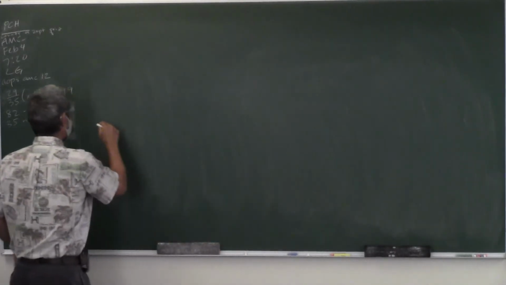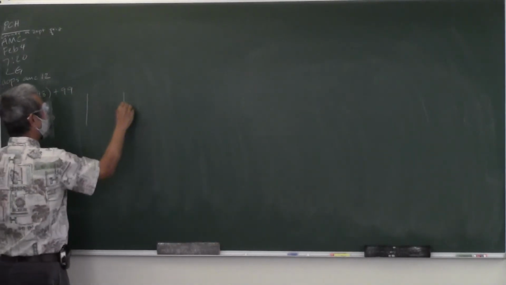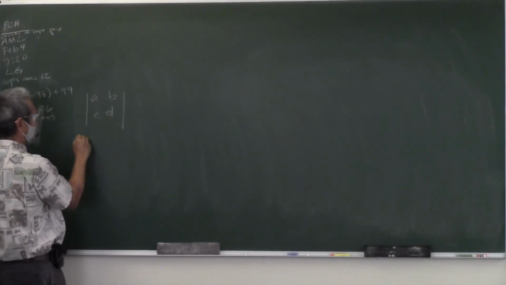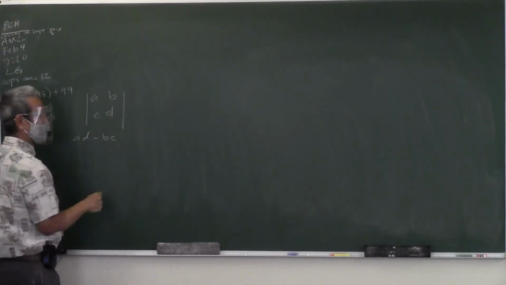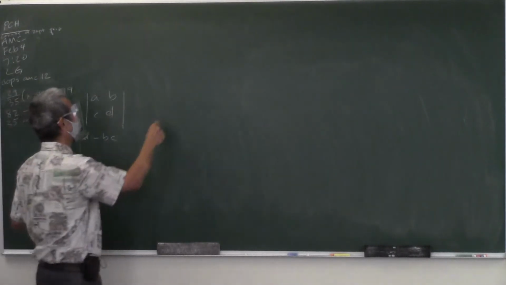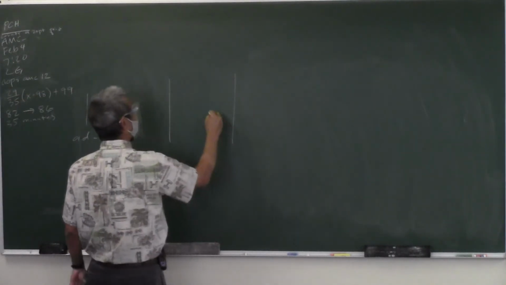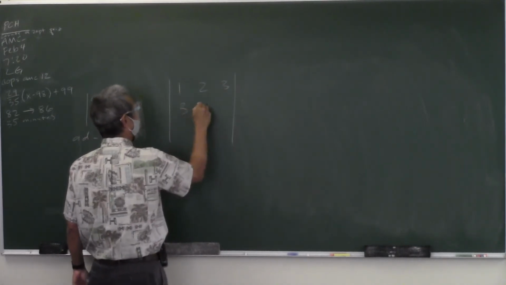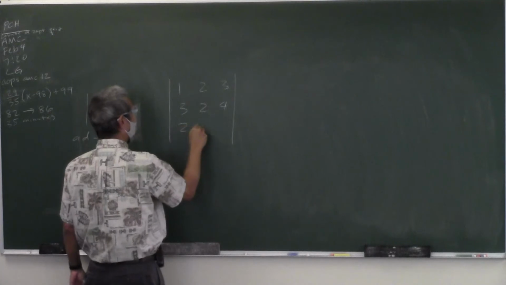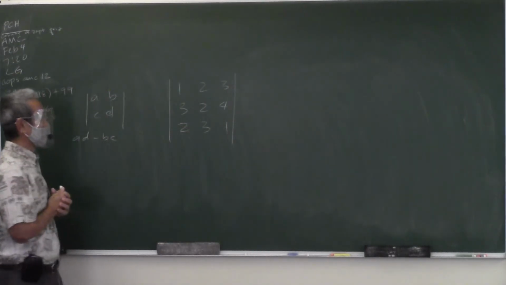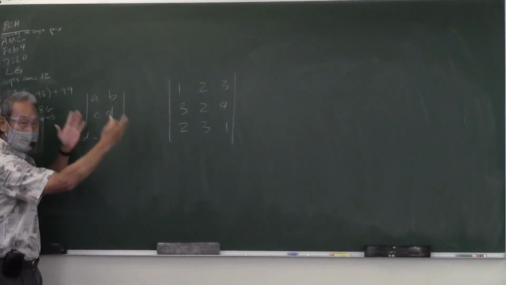To compute the determinant of a 2 by 2, of course, you just go A times D minus B times C, very easy. But what happens when you have a 3 by 3? Like here. Let's put some numbers in. 1, 2, 3. 3, 2, 4. 2, 3, 1. How do you compute it? See the straight lines? Determinant?